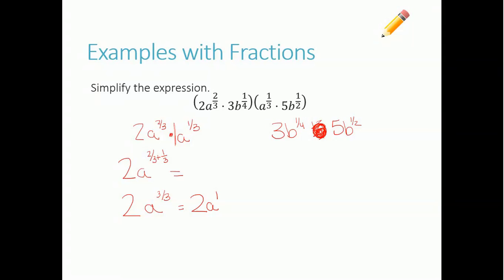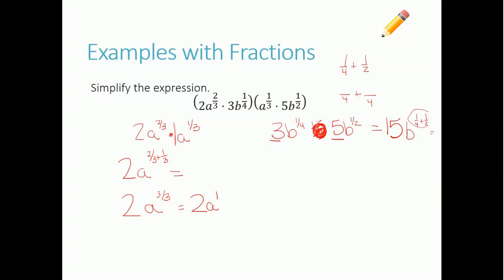Now, let's figure out our B's. Multiply my numbers. 3 times 5, get 15. Then I gotta add my exponents, so 1/4 plus 1/2. Now, guys, remember, you cannot add fractions when they don't have a common denominator. So let's get a common denominator for my 1/4 and 1/2. Let's use a 4, right? Common denominator of 4 for the two of them.